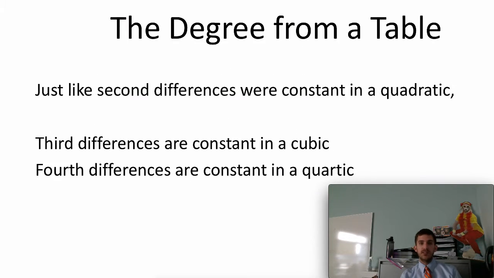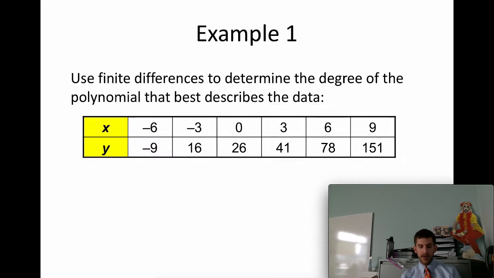So, just like we did second differences that were constant in a quadratic, we're going to get third differences for cubics, fourth differences for quartics, and you can keep on going: fifth differences, sixth differences, seventh differences. We're only going to go to fourth differences potentially right now. So with that in mind, we're asked to use finite differences to determine the degree of the polynomial that best describes this data. Always double check your x values. They should be evenly spaced. So negative 6 to negative 3 to 0 to 3 to 6 to 9, we're adding 3 every time.